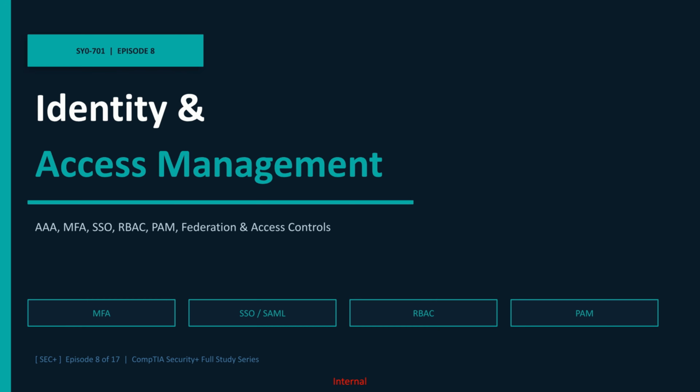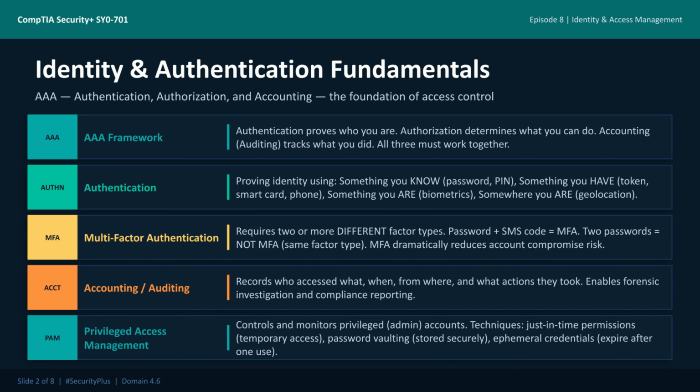Welcome to episode 8, focusing on identity and access management. We will cover AAA, MFA, SSO, RBAC, PAM, Federation, and various access controls. The foundation of access control is the AAA framework: authentication, authorization, and accounting. Authentication proves identity, authorization grants access, and accounting tracks actions.